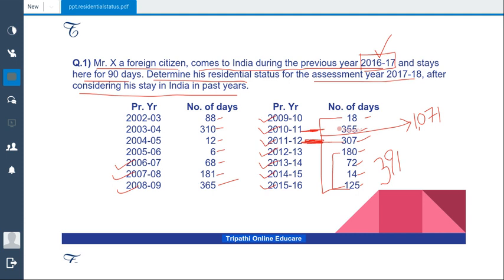The condition is must be a resident of India in at least 2 out of 10 preceding previous years. So he is fulfilling the second additional condition also, along with the first additional condition of 730 days or more. And as he is satisfying both the additional conditions, he becomes resident and ordinary resident. So our conclusion will be Mr. X is a resident and ordinary resident individual.